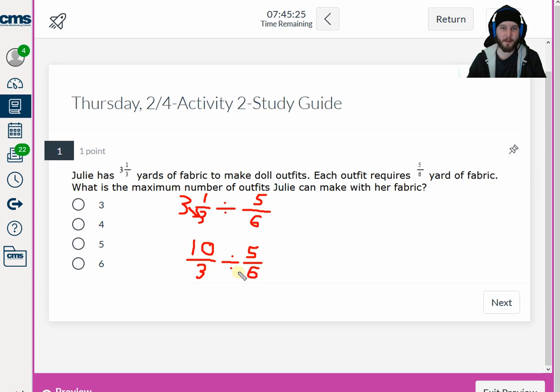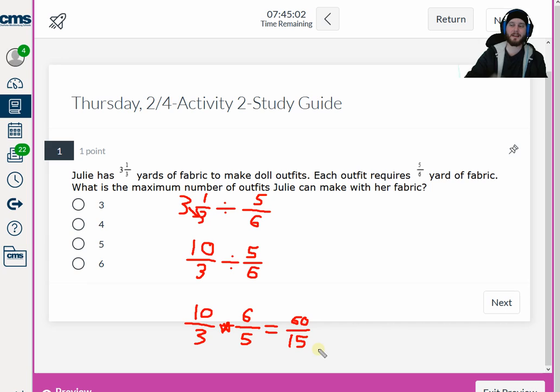So now that I've done step 2 and rewrote it, now I can do keep, change, flip. Keep the first fraction the same, 10 over 3. Change to multiplication, so that is now 6 over 5. And multiply straight across. 10 times 6 gives me 60, and 3 times 5 gives me 15. Now 60 over 15, you could start simplifying that, but 60 can be divided by 15. And you can kind of see the answer has to be a whole number. So 60 divided by 15, that will give me my answer of 4. That's going to be our answer for number 1.